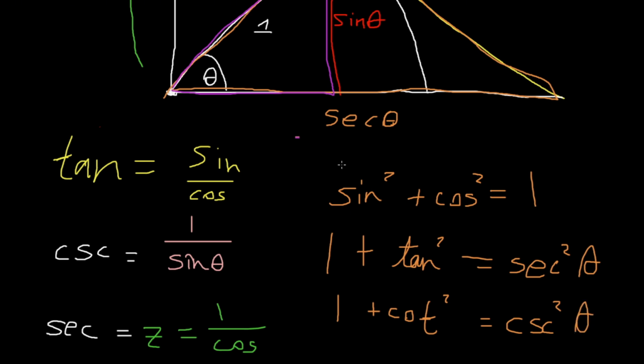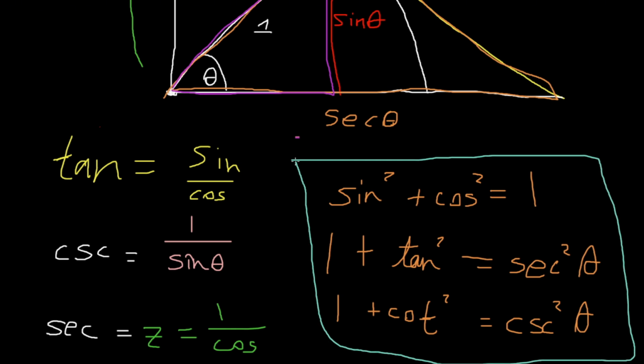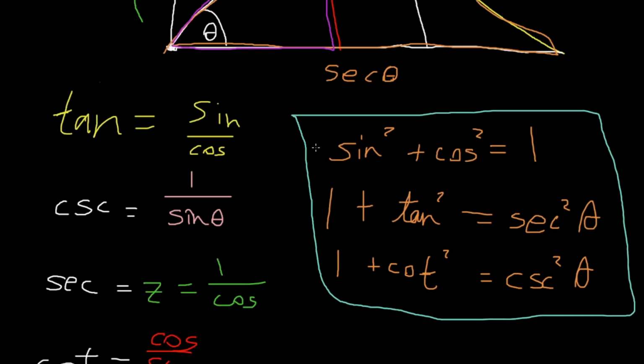This is like the holy grail, okay? These are like the number one things that you use to prove trig identities, and it's going to save your life. If you had to know just one of these, definitely remember this one: sine squared plus cosine squared is equal to 1, because this shows up everywhere.